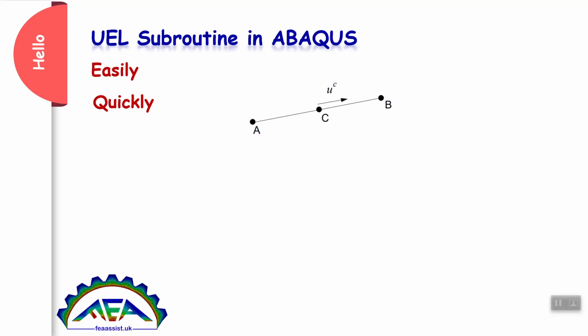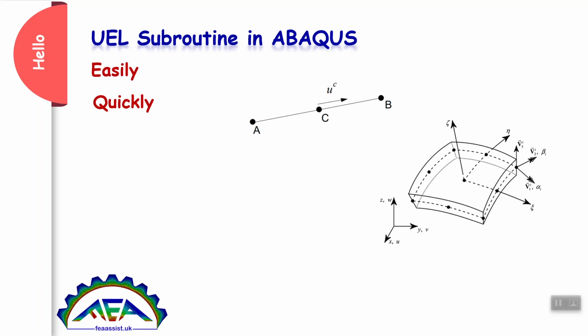If you want to have a more precise solution, you need to add point C and a new interpolation function. Interpolation function can be linear or cubic. You need to define your function in the UEL subroutine. For 2 and 3 dimensional problems, it's the same. We need to define a new element with a new interpolation function. To understand these things well, stay with us.